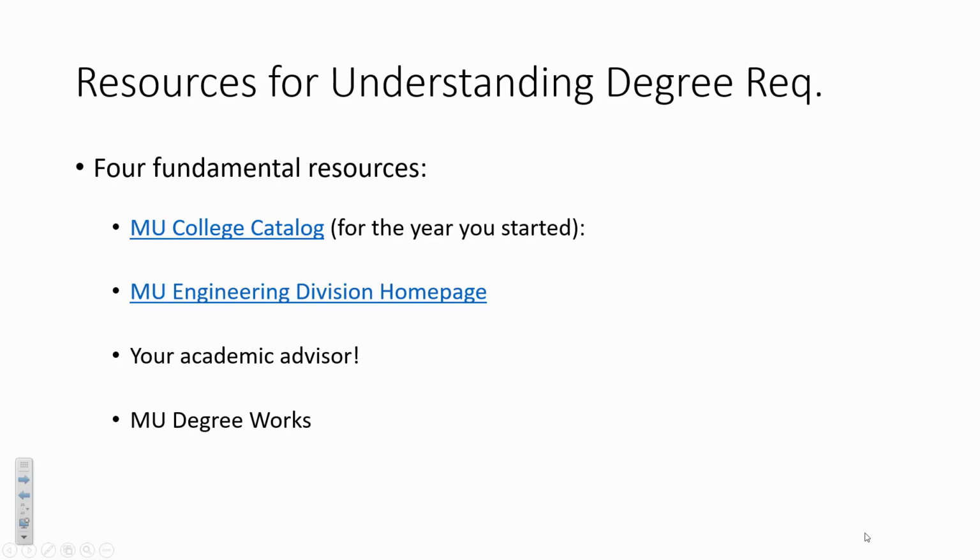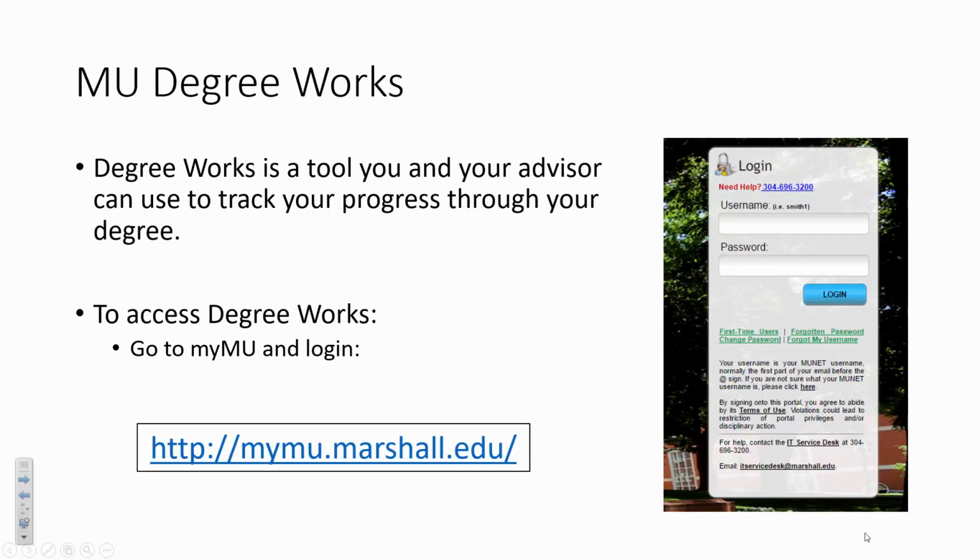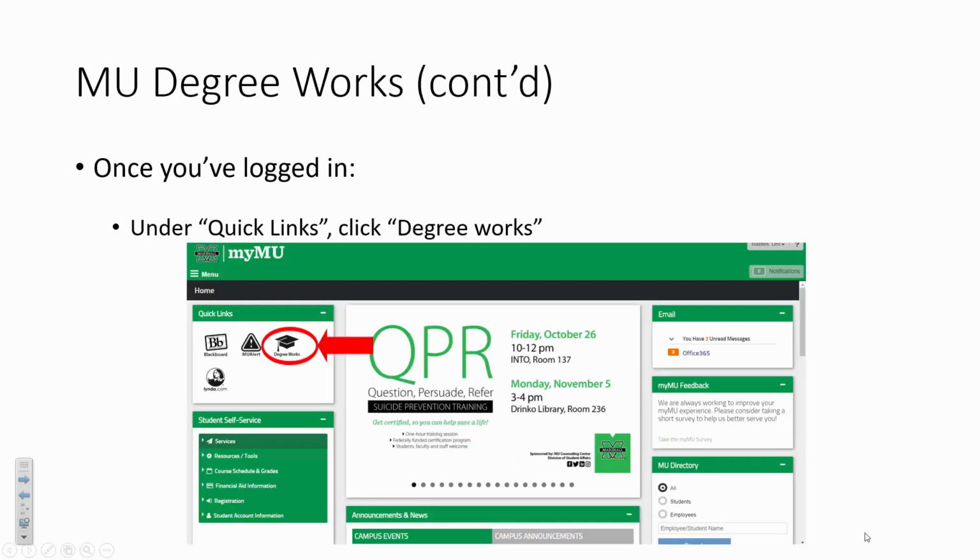So I think that there's 4 fundamental resources that you need to make sure that you're exposed to. There's the college catalog for the year that you started. Again, that link is provided here and in course content. The home page contains a lot of fundamental information, so that stuff's there. Your academic advisor is a big one, and also DegreeWorks. I get the feeling just about everybody in here has seen DegreeWorks, am I right? Just to make sure that everybody's crystal clear on how to get there, go to MyMU, log in. There's a link directly to DegreeWorks right on the main page.